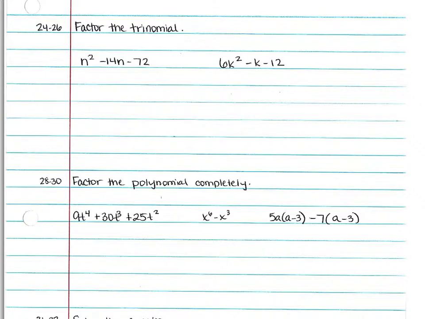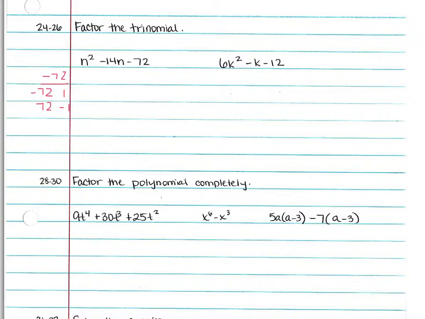On to questions 24 through 26. You're going to be factoring the trinomial. We're going to set up a table to help us figure this one out. The first one is just an n squared, so all I have to do is find the factors of a negative 72. So that would be a negative 72 and a 1, a 72 and a negative 1. Neither one of those is going to give me a negative 14 in the middle.